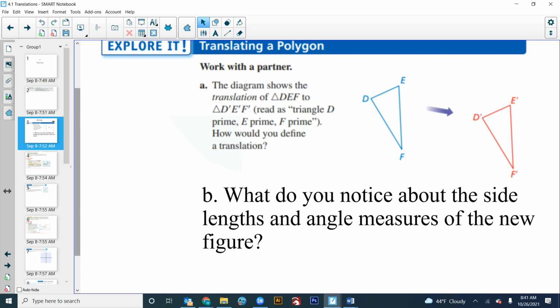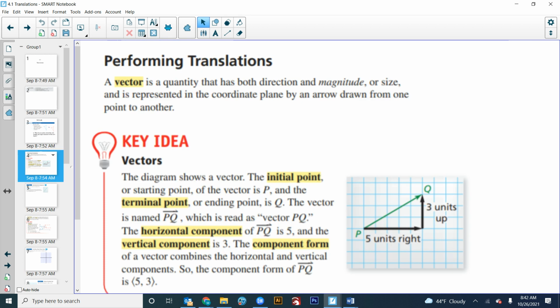Good, so we're on to B now. These are kind of intertwined. How are you going to describe it unless you start talking about things that can't change with it? So that's fine. The angle measurements and the side lengths stay the same. Do you guys agree with that? We kind of alluded to it. It can't change size as it slides. It has to stay the same. So translations are really pretty straightforward.